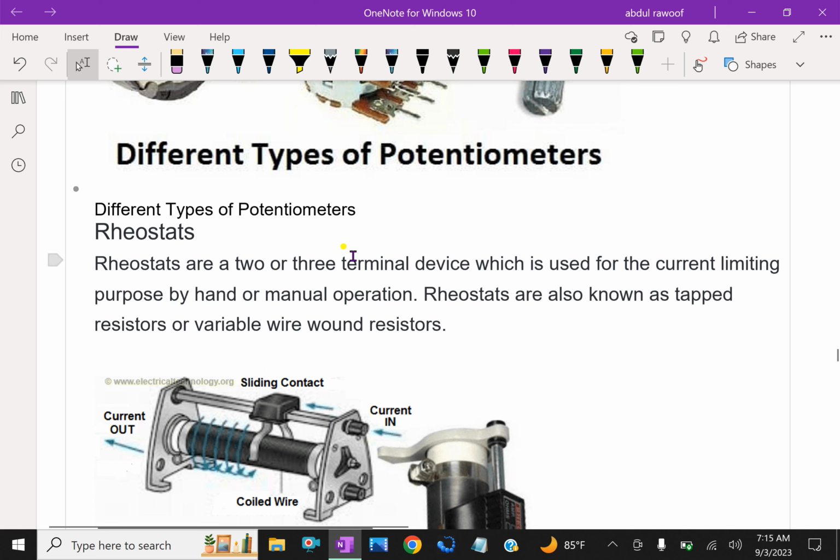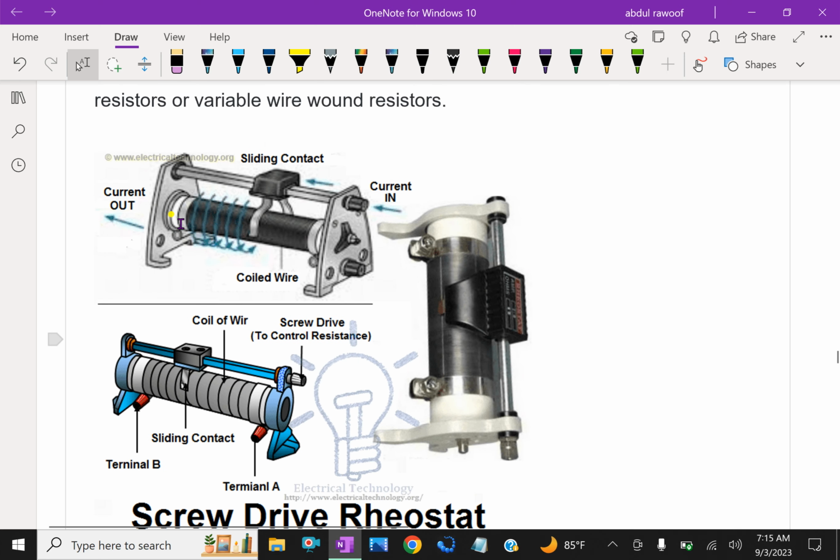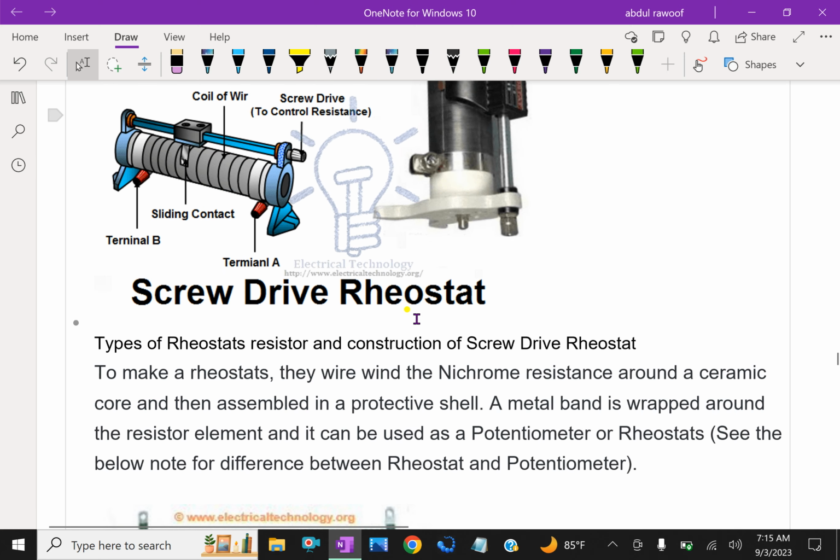Different types of potentiometer. These are two or three terminal devices which are used for current limiting purposes by hand or manual operation. They are also known as tapped resistors or variable wire-wound resistors. These are the resistor constructions.